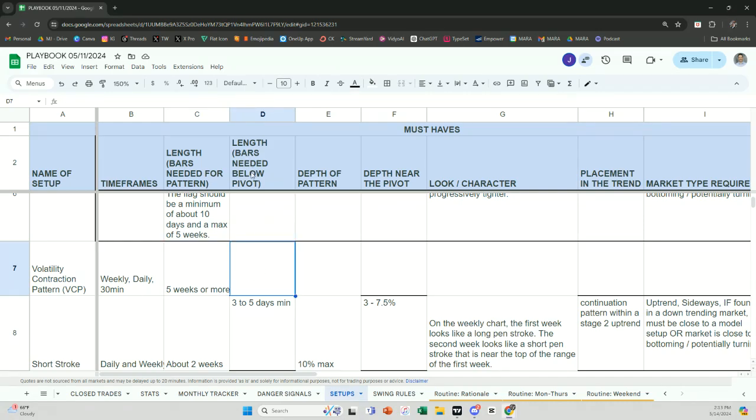Now, length of bars needed below the pivot. I like to have a minimum of 3, so I'm going to write a minimum of 3 days. And that's just something that's unique to me. The reason why I like to look for a minimum of 3 days below the pivot is because it gives it time to reset. Here's what I mean.